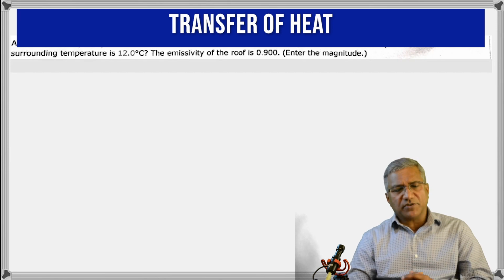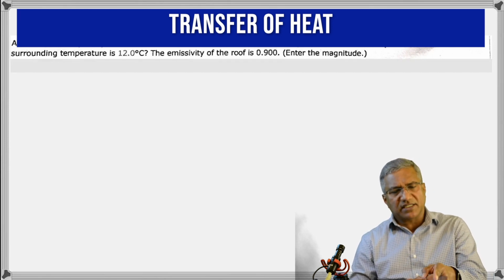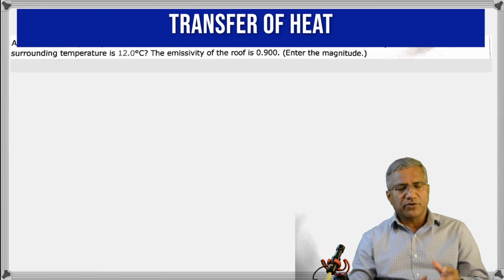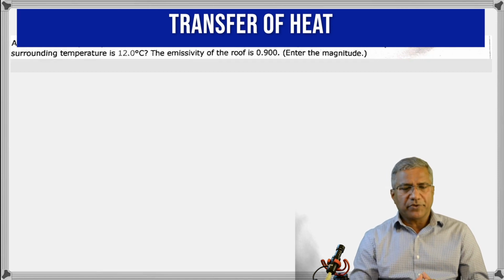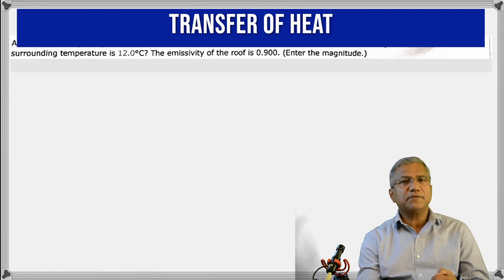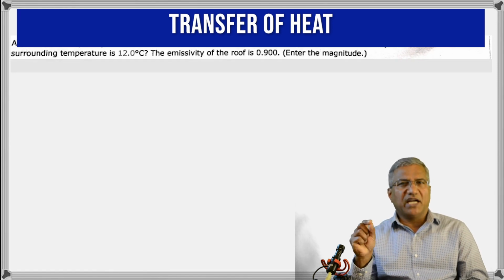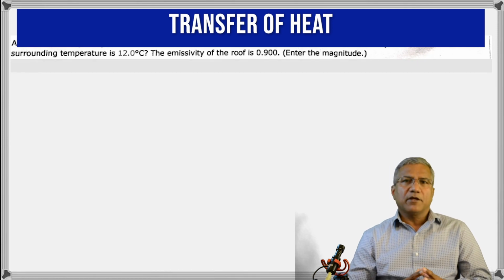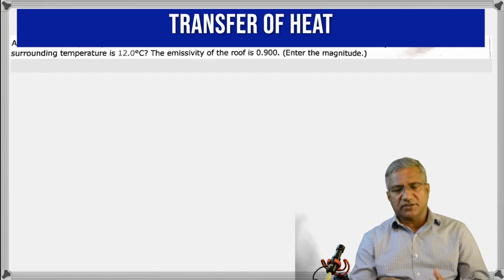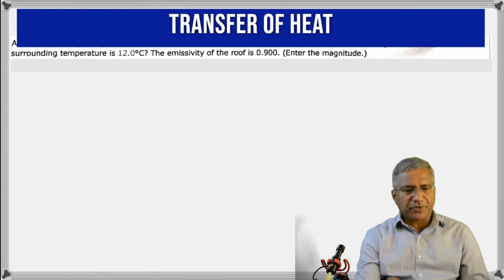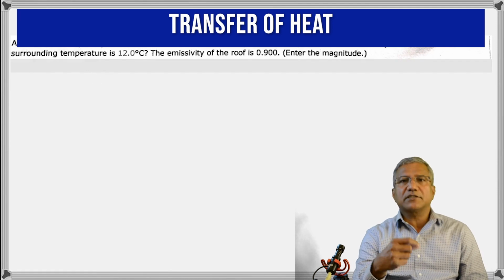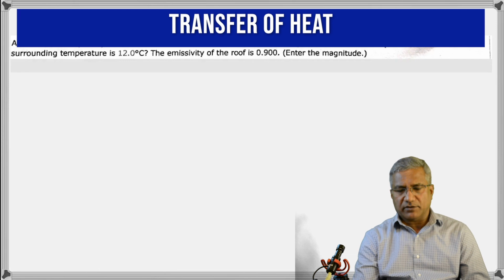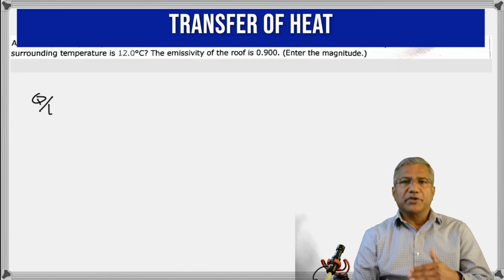Okay, so the emissivity of the roof, although it's black, it's given as 0.9, see? So if it's given, you got to use it. So the formula changes a little bit because of the surrounding temperature. You got to have minus the fourth power of the surrounding temperature, you will see that. Also remember, you have to change Celsius into Kelvin. So at what net rate means how much per second, right? Per second.